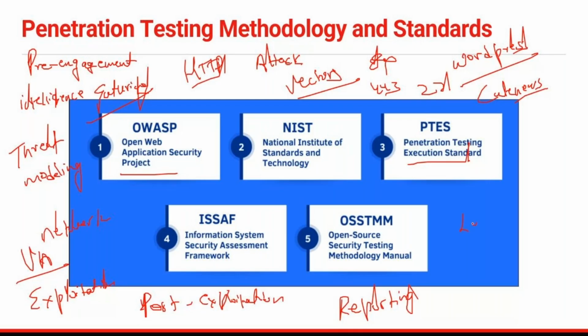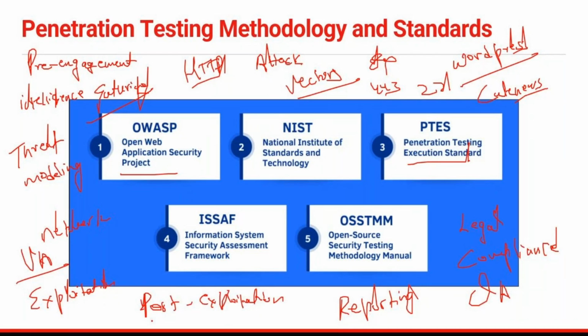Then legal compliance. Make sure proper permission documentation is there and you are adhering to data handling regulations. You are not violating any of the regulations for that organization or for the compliances, basically. And then quality assurance. It involves peer review, validation of exploits, elimination of false positives. So these types of information are given by PTES.